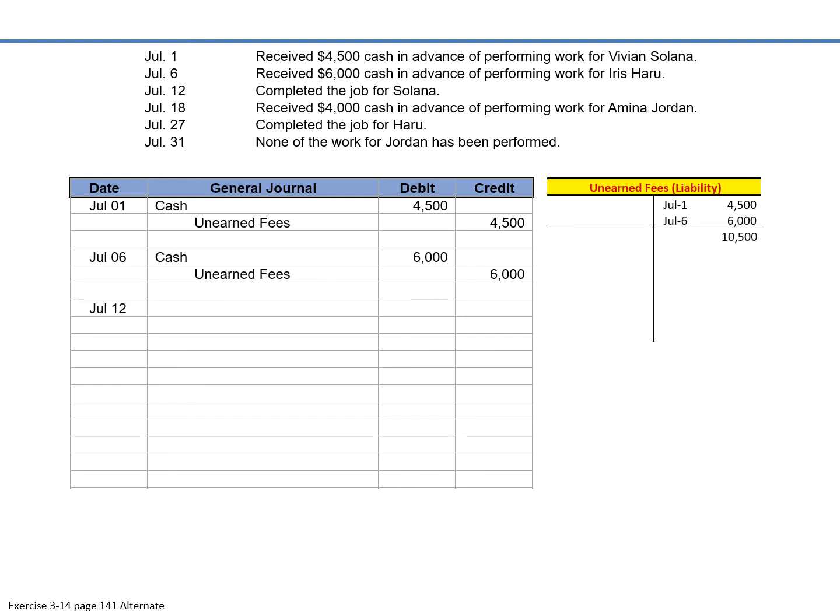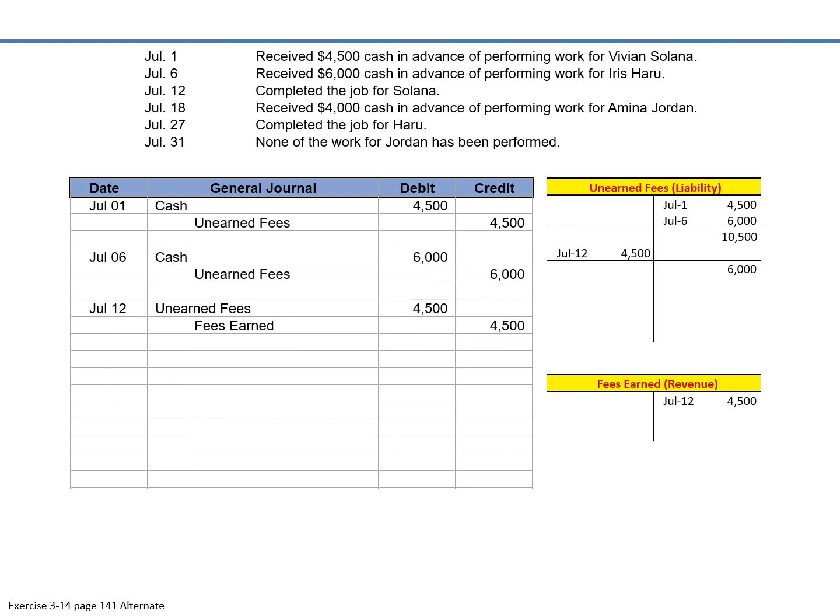Then on July 12th, when we completed the job for Selena, we're going to recognize that revenue. So we're going to reduce our unearned fees liability, and to do that, we debit. And we're going to record fees earned, which is a revenue account, and to do that, we credit. Then on July 18th, we received $4,000 cash in advance for performing work for Amina. So we're going to debit cash to increase it, and we're going to credit our unearned fees liability to increase it.